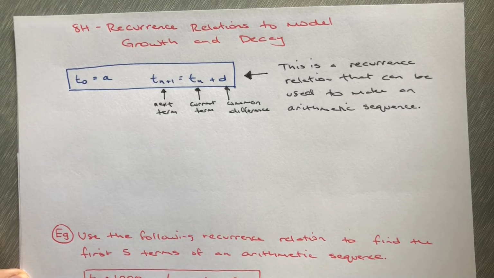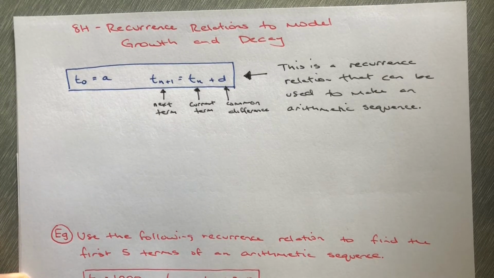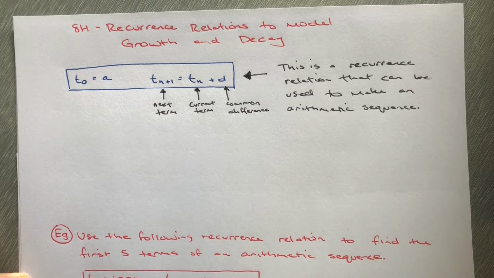Hey guys, we're up to 8H, which is recurrence relations to model growth and decay. Before we get into any new stuff, I want to look at recurrence relations again because I think a few people are a little bit confused about them since I sort of explained it last time.